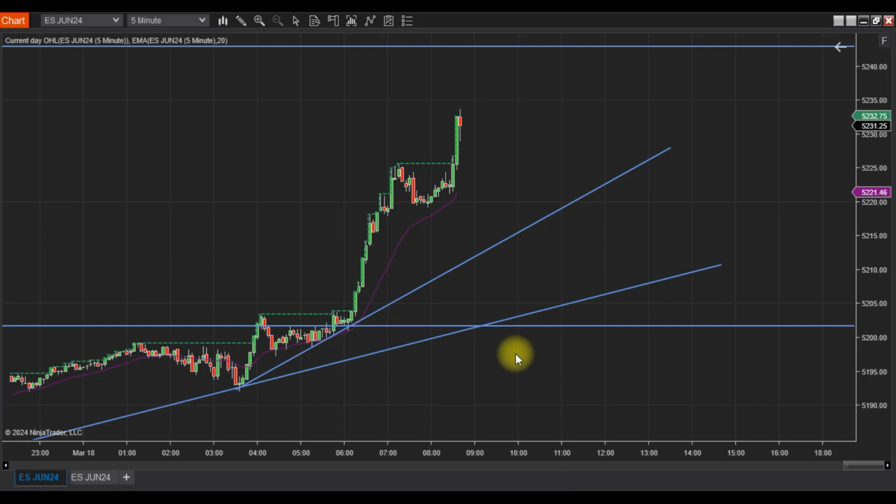For the time being, we're just sitting and waiting for a good opportunity. Now, we are in a range overall, so I wouldn't anticipate just a breakout. I wouldn't anticipate a trend from the open, or anything like that right off the bat.